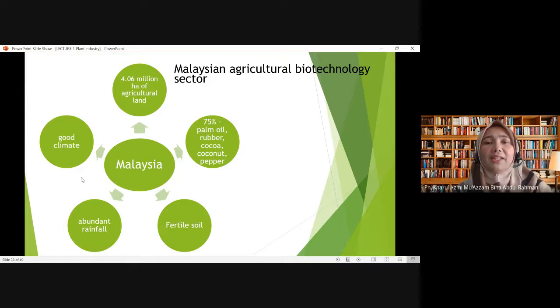Okay. And then we have more agricultural land. Masih ada lagi lah kawasan yang boleh kita bangunkan as an agricultural purpose. Okay, we also have this is the very important crops here. We have palm oil, rubber, cocoa, coconut and pepper. And also our soil can be considered as fertile. Sangat sesuai lah, subur untuk proses agriculture tu. And then we have abundant rainfall. Banyak hujan ya, yang boleh membantu untuk ensure that our crop can properly grown ya.